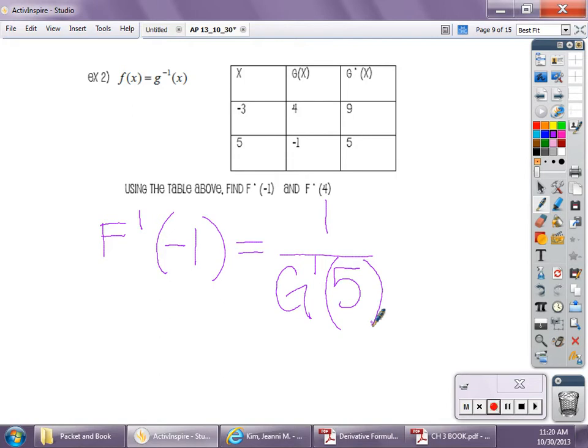If they're inverses of each other and -1 is f's x value, because it's inside here, does it make sense that -1 must be g's y value? Because they switch, right? So if this is g's y value, then I need the x value to help me find its derivative.